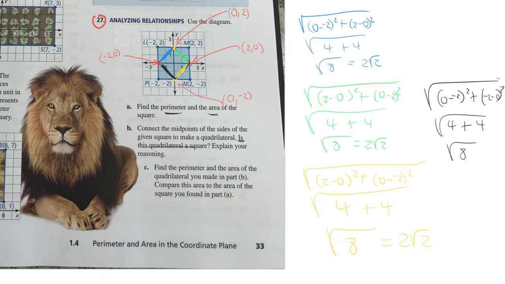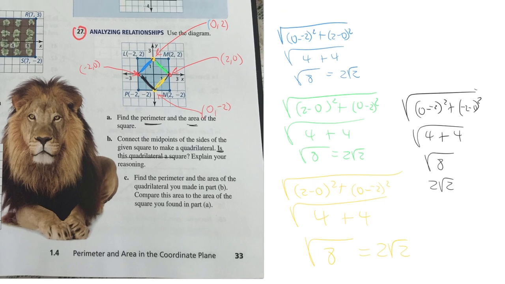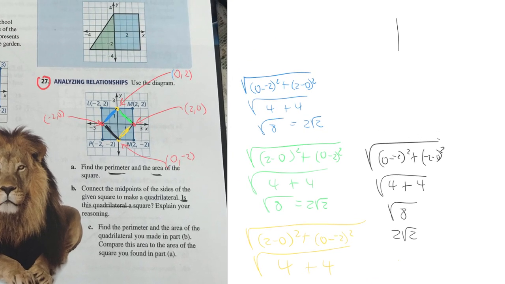And that gives you a radical 8, also known as 2 radical 2. So all 4 sides are indeed equal. Now, that seems like it should be a square. The problem is, though, in order for something to be a square, not only do all 4 sides need to be equal, but it needs to be the case that there's 90 degrees at the corners. So we would need to verify that as well.